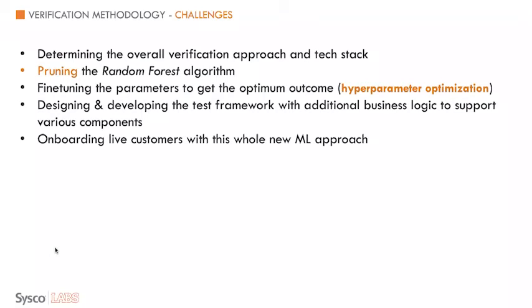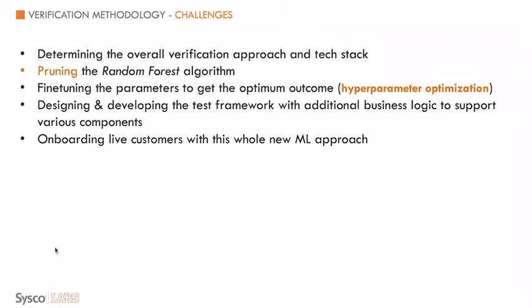Because if you have too many branches in your decision trees, then it would become a processing mess due to various other resource limitations and all. So that pruning part was a cumbersome, time-consuming exercise, and was a challenge for us. And then comes fine-tuning the parameters to get the optimum outcome.